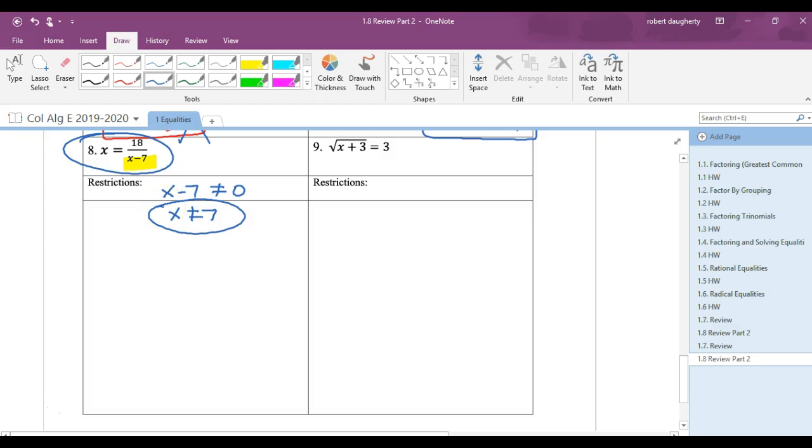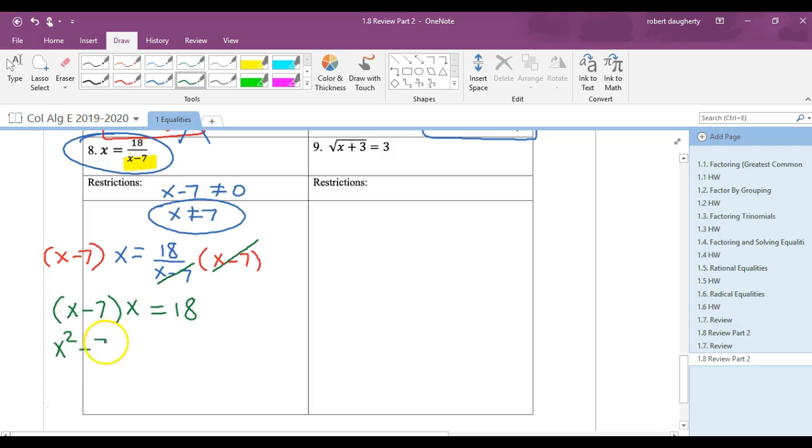Now I need to solve this. So I've got x equal 18 over x minus 7. The way to solve this is to multiply both sides of the equation by the common denominator. Multiply both sides by x minus 7. The nice thing about that is it simplifies the right side of that equation. So I get x minus 7 times x equal 18. If I multiply the left side of this equation, that's x squared minus 7x equal 18.